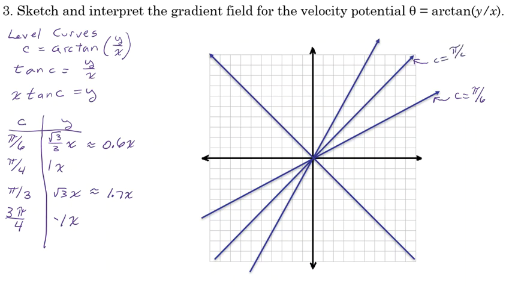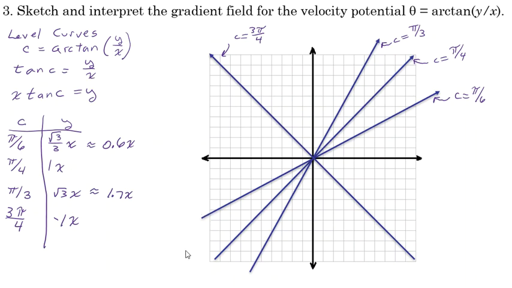All right, so c equals pi over 4 gives me that line. And this gives me c equals pi over 3. And then I did one more. You could do as many of these as you want, but just kind of getting the idea. c equals 3 pi over 4. And we could just continue. So what we get is a whole bunch of lines going through the origin for our level curves.